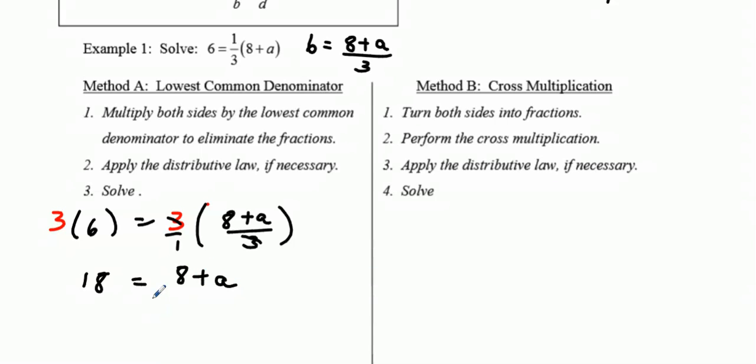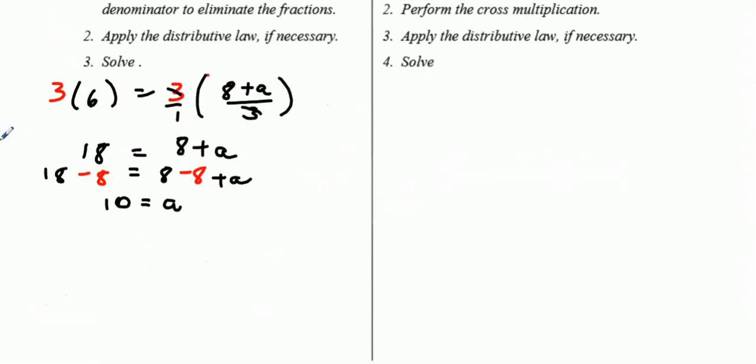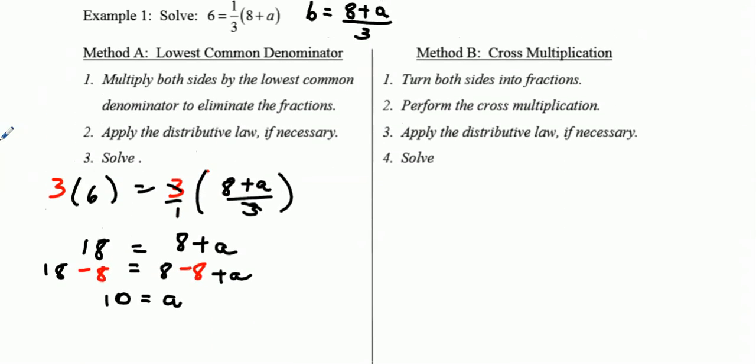And then I would subtract 8 from both sides. So let's do this. 8 minus 8 plus a is equal to 18 minus 8. Okay, so I subtracted 8 off of both sides, and I end up with a equals 10. Okay? All right. So that's not so bad, right? I decided to take the lowest common denominator.